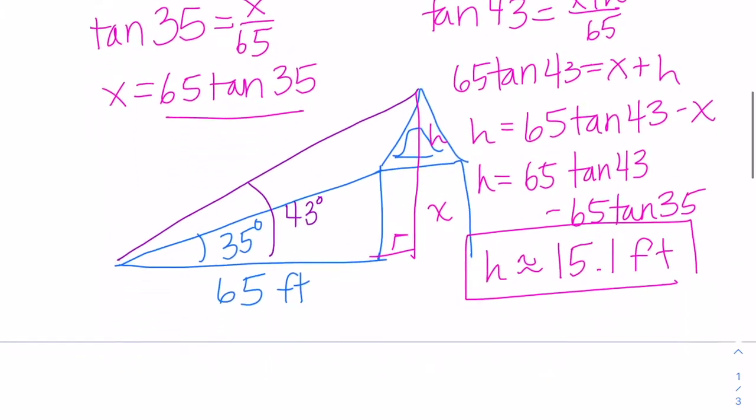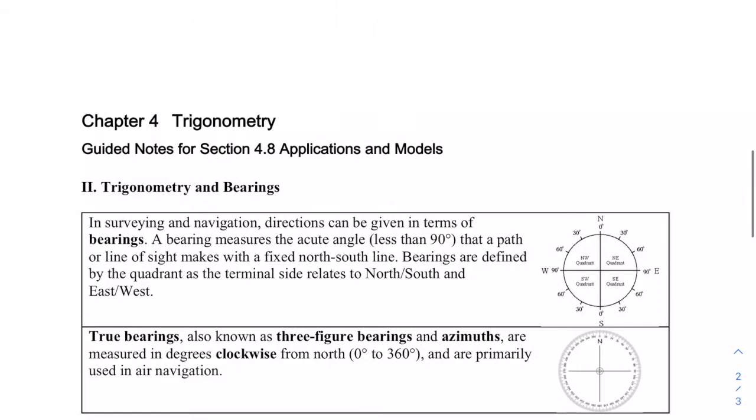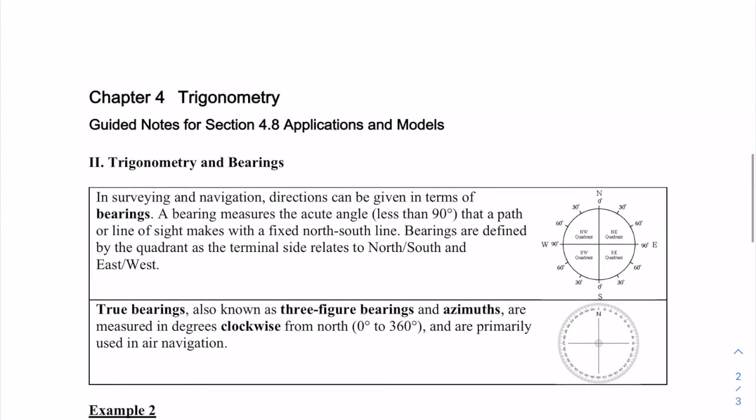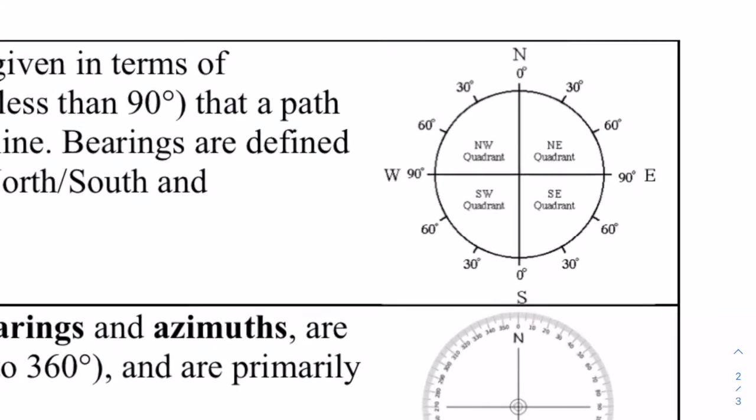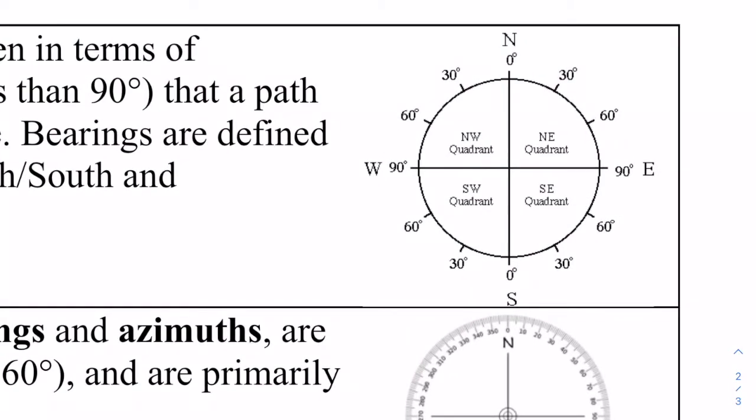Now let's get to bearings. When we talk about bearings, we're actually going to have some angle measures. There are really two different types of bearings. In general, we're using bearings in terms of north, west, south, and east, all the directions. And in general, you always state the north or the south first.